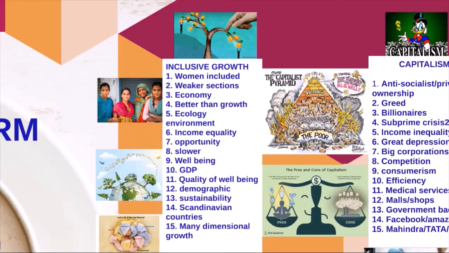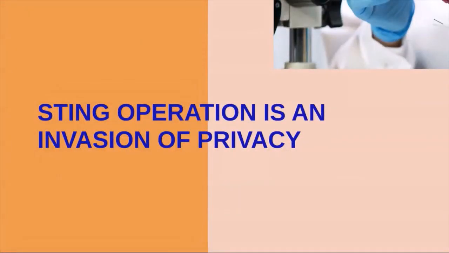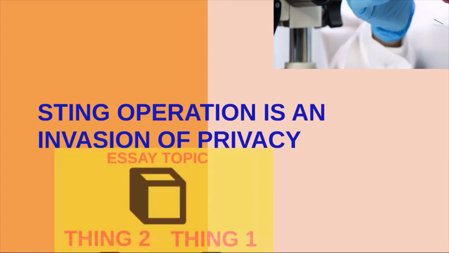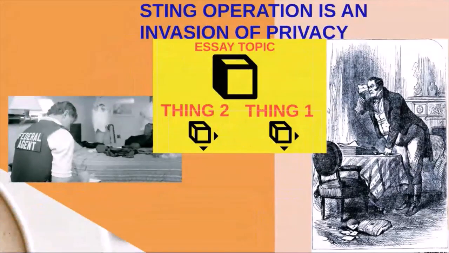Now, could you try and do the same kind of exercise for another topic? Sting operation is an invasion of privacy. And this topic was in the previous year paper of the UPSC. And here are a few images to just get you started. And in the course, you will do plenty of practice, don't worry. For now, try generating 15 words each for thing 1 and thing 2.